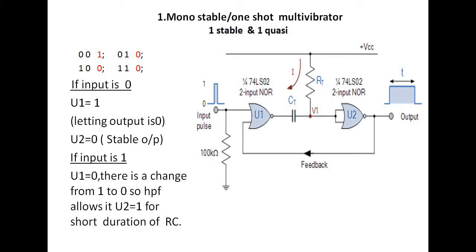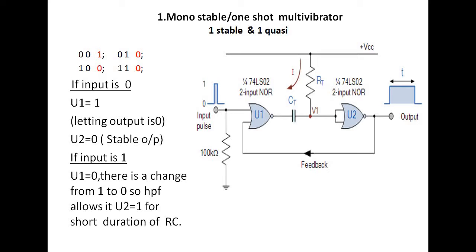Now coming to the monostable multivibrator, which has only one stable state and one quasi-stable state. This is a digital form of a monostable multivibrator. We can understand the operation of the monostable multivibrator using two NOR gates.